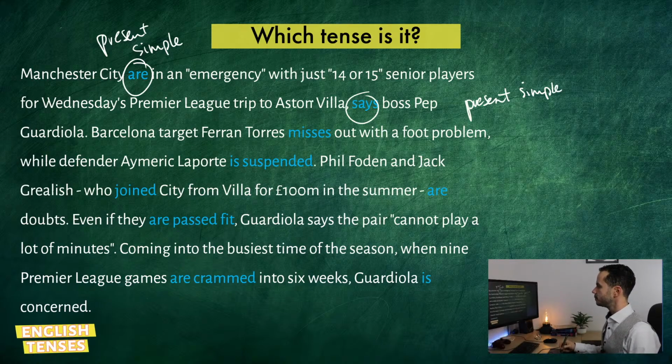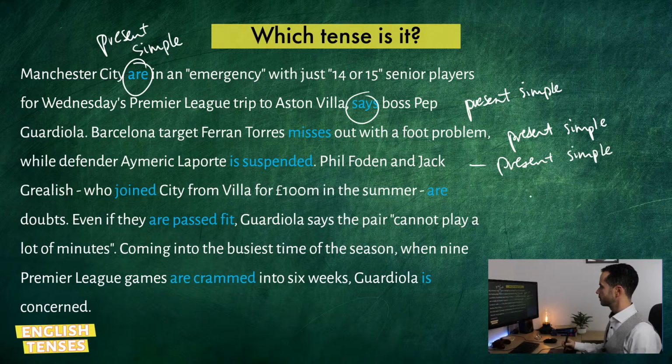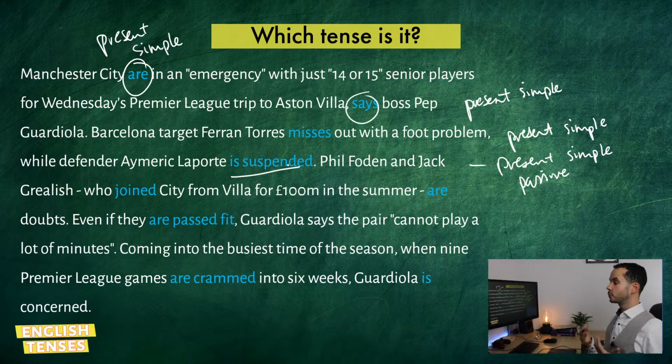Barcelona target Ferran Torres misses out with a foot problem, while defender Aymeric Laporte is suspended. Both "misses" and "is" are present simple, and "is suspended" is present simple passive. This is a passive sentence because he cannot suspend himself, which means that we need to have a passive use of present simple here.